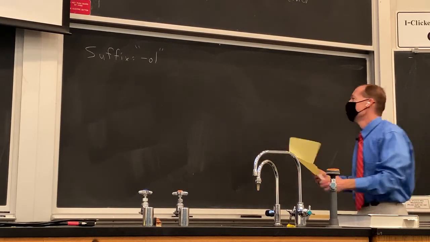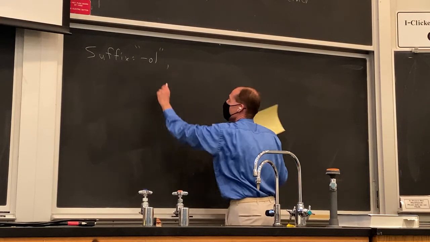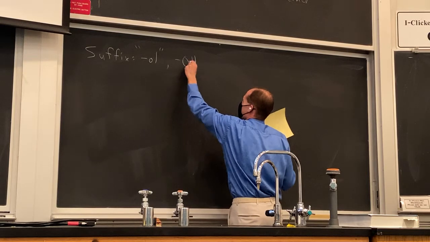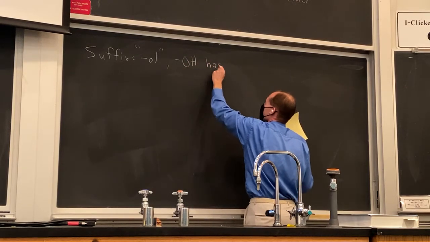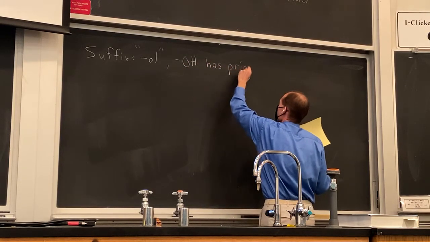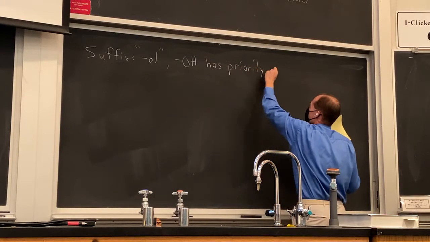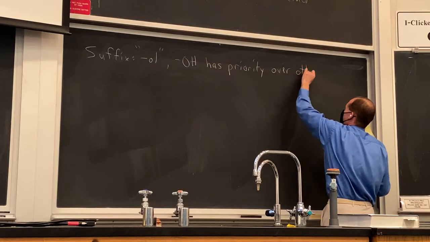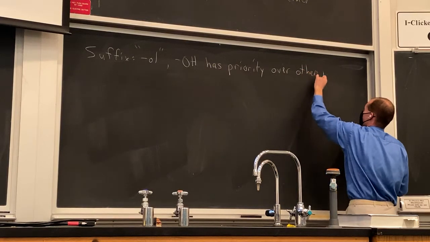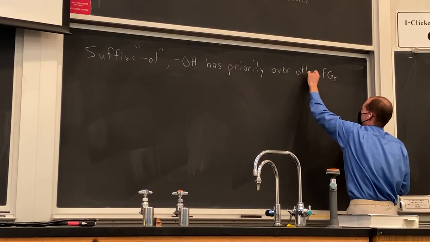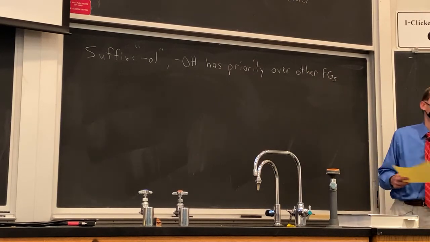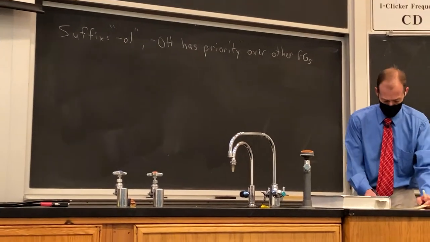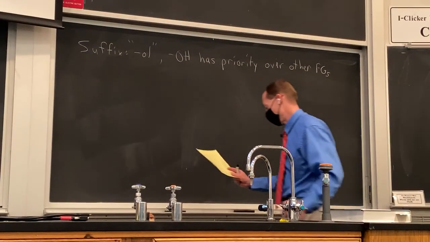Okay? And then something else that's new about alcohol nomenclature is that the OH group has priority in the nomenclature system over other functional groups. So what this does is it changes how we name and how we number the chains of alcohols, okay? The fact that they have this priority.